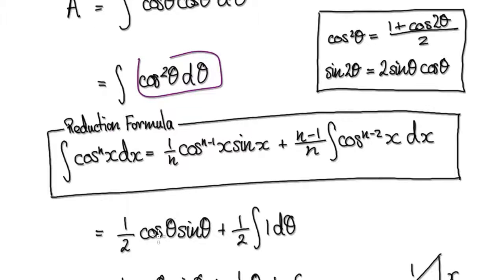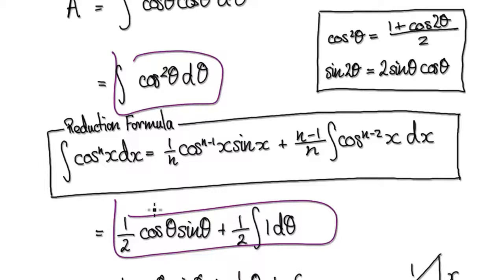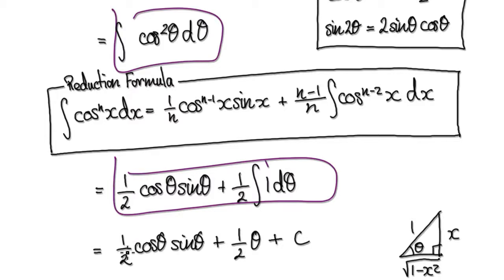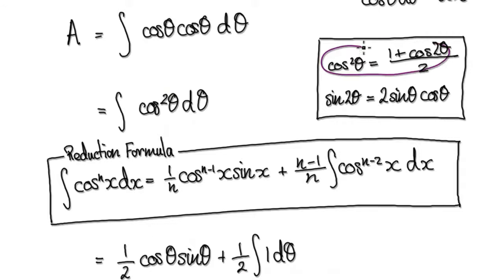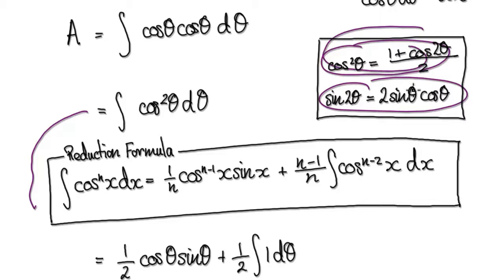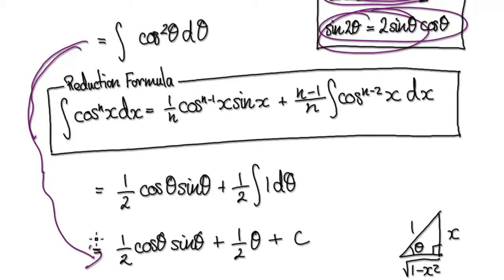Now use whichever method you want. I'm just going to use the reduction formula. Using the reduction formula on this would then take you to here, and then if you integrate this, that will then take you to here. But you don't have to use the reduction formula. You can make use of this and this, and that will take you to here. But I'm just going to use the reduction formula.